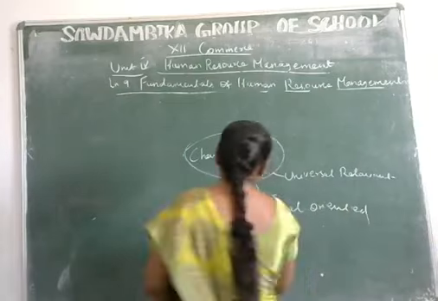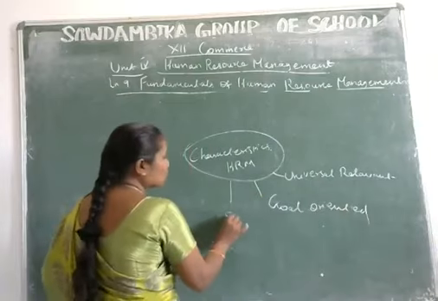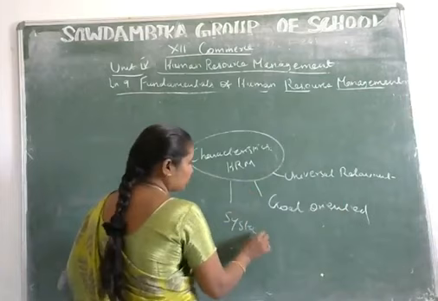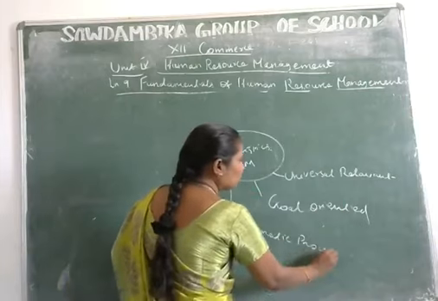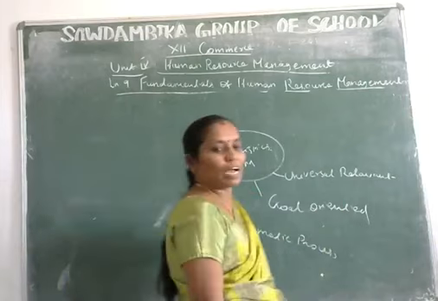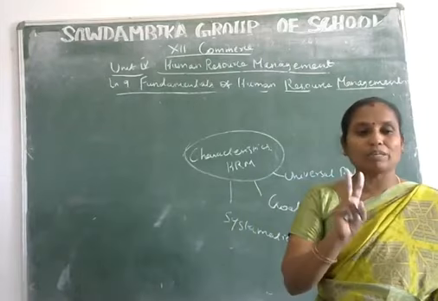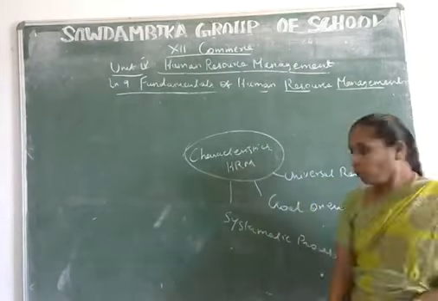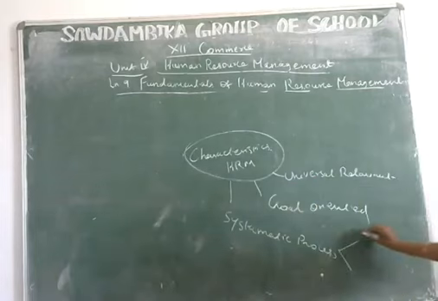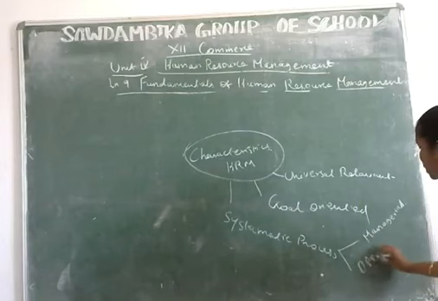And then the next one is that it is a systematic process. Systematic process means every HRM has to follow two sets of functions in the organization: managerial functions and operational functions. Both of them have to be followed.